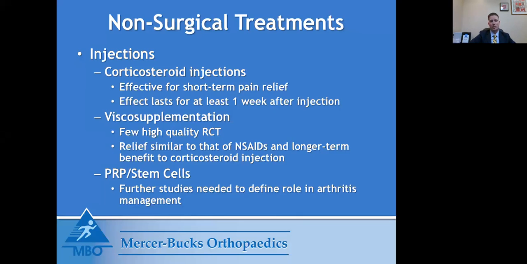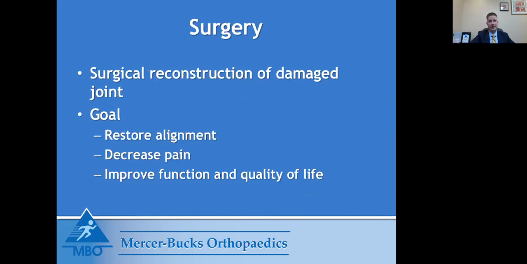Injections that are more under investigation are PRP, or platelet-rich plasma, and autologous stem cells, which means they're harvested from the patient, either from adipose tissue or from their own bone marrow. There are investigational studies to determine their role in the treatment algorithm of patients with arthritis, their impact on overall pain relief, and whether there is any impact on delaying or slowing the progression of arthritis. Those are questions that have not been fully answered as of yet.